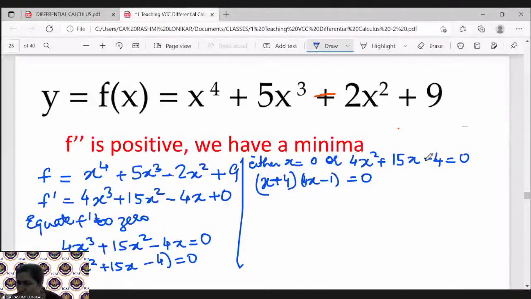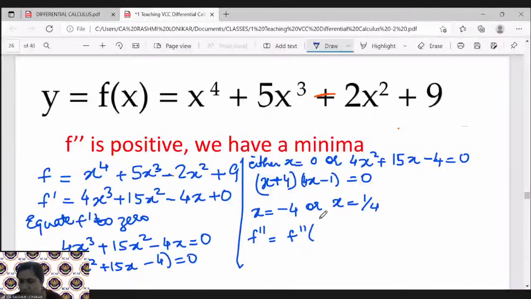Okay. So if I solve this quadratic, I should get this. So x is equal to minus 4 or x is equal to 1 by 4. Now I have to check whether or not I have a maxima or a minima here. So what I do is I will substitute here. I will find the second differential, f double dash. I have to find the derivative of this, 4x cube plus 15x square minus 4x. So this is f double dash.